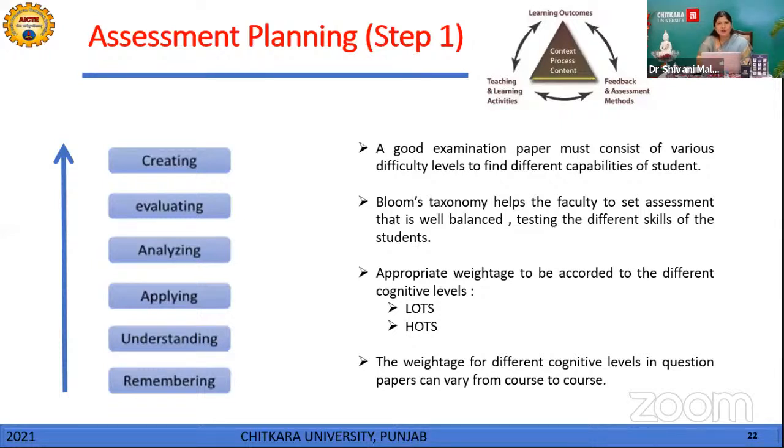The weightage of different cognitive levels in the question paper can vary from course to course. It can't be one shoe size fits all. Every course has a different demand, so every course will have a different assessment plan and different assessment tools. Similarly, the weightage of different cognitive levels is going to vary from course to course. You can't fix it for all courses or have a standard plan for all the courses of a program.